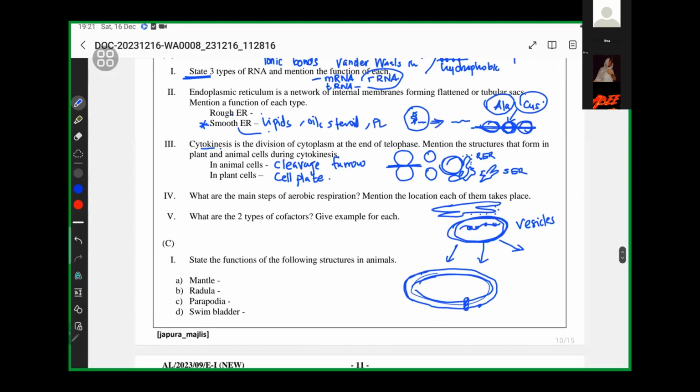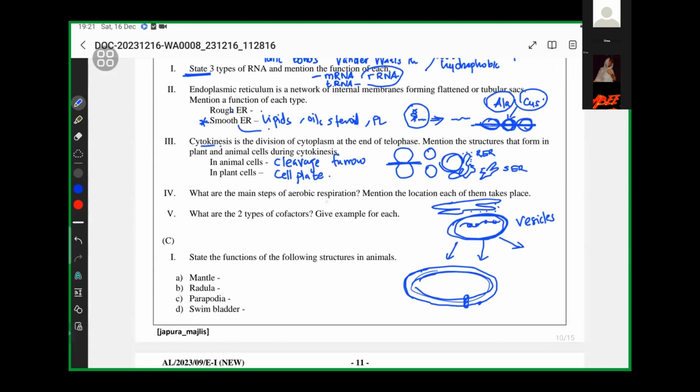And the next question is, what are the main steps of aerobic respiration? Mention the location where each of them takes place. So there are 4 steps of aerobic respiration.